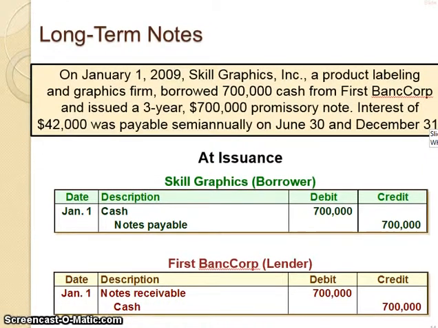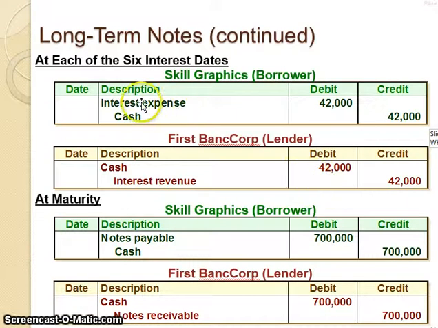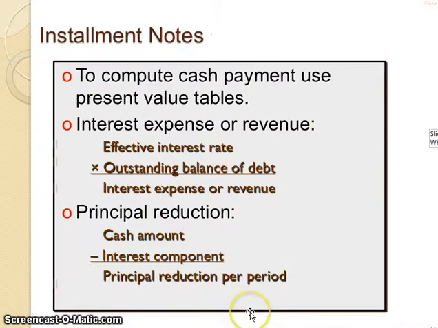Moving forward, at the end of each of the 6 interest dates, the company is paying interest, and the investor is getting interest revenue and cash. And at maturity, you pay off the $700,000, and they've received their $700,000 back. So it's the same as bonds in that it's interest, interest, interest, interest until you finally pay out the full amount of the principal, versus an installment note, which is going to be a little bit different. An installment note is going to be some principal and some interest along with every payment. So you're not paying out all of the principal at the end.